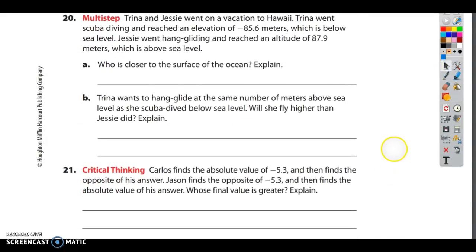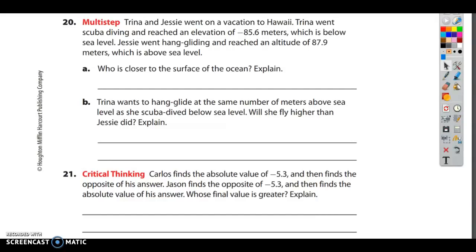I think I can fit 20 and 21 on this screen. Number 20, multi-step. Trina and Jesse went on a vacation to Hawaii. Trina went scuba diving and reached an elevation of negative 85 and 6/10 meters. The reason why it's negative is because when you go scuba diving, you go under the water. So remember that sea level is 0. So if you go swimming, you're below sea level. And it actually says that, which is below sea level. Jesse went hang gliding and reached an altitude of positive 87 and 9/10 meters, which is above sea level.